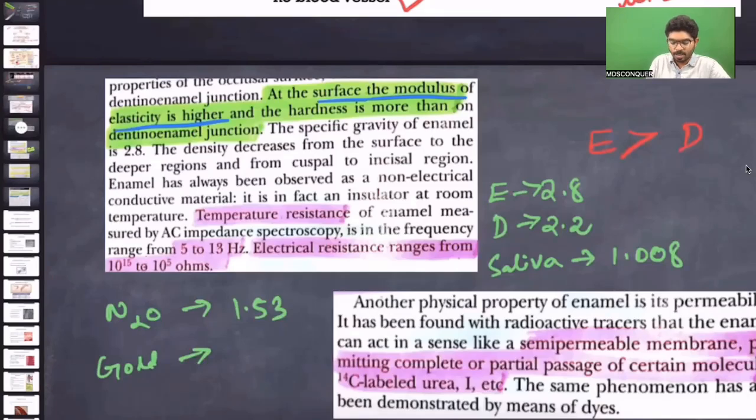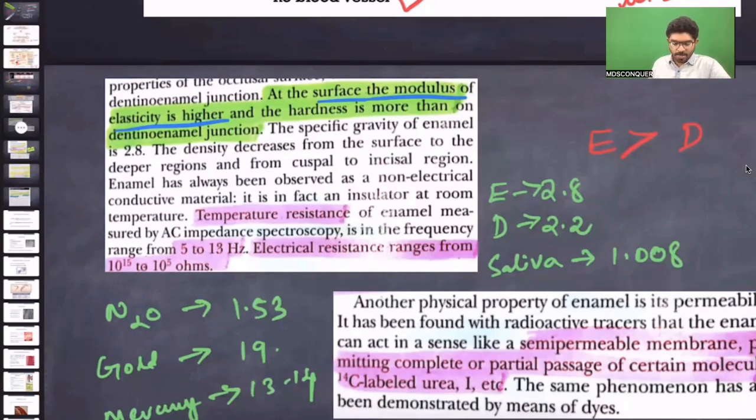No one? Specific gravity of gold is 19. Mercury? Mercury, anyone? Yes, it is clearly given. Mercury is 14 times denser than water. Okay, it's around 13 to 14. Okay, right.